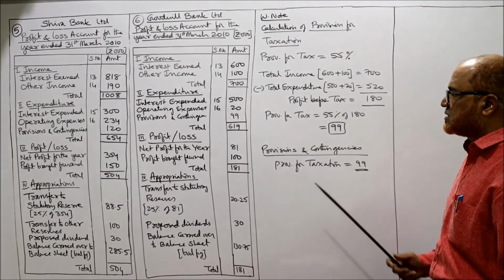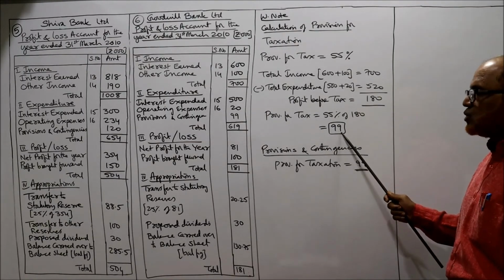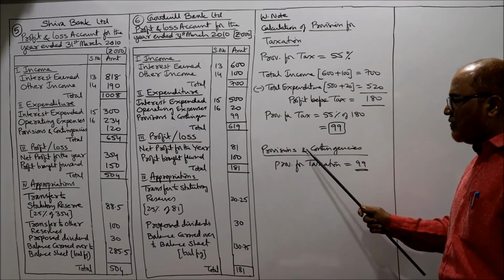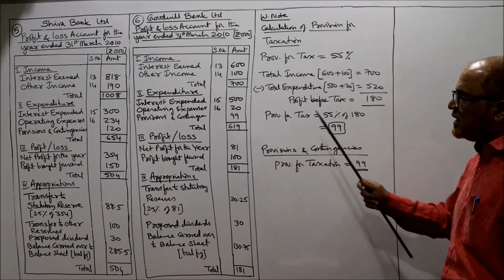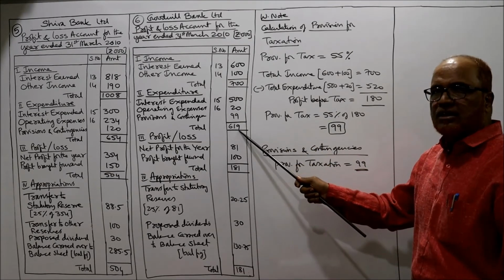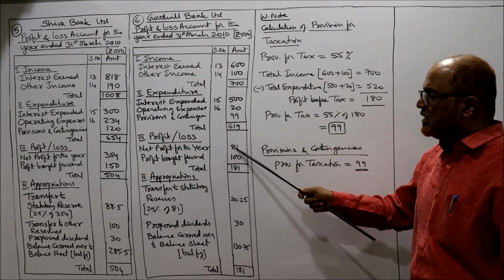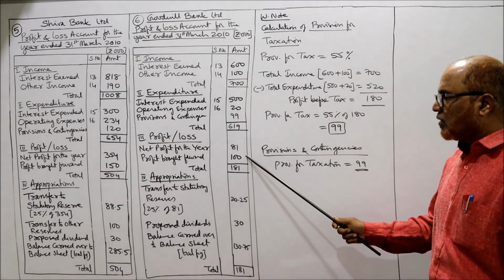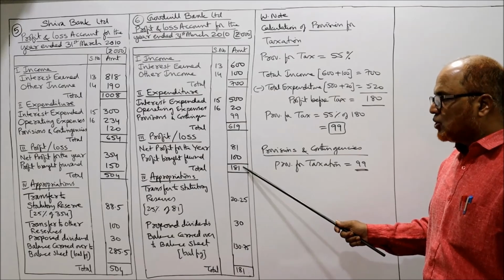Before provision for tax. The provision for tax is 55% of 180. It comes to 99. So we got the provision for tax 99. The provisions and contingencies. Provision for taxation 99. Take this 99 here. Total of the expenditure 619. The income minus expenditure, 700 minus 619. You are getting 81 as the current year's profit. Profit brought forward 100. Total is 181. 181 is the total of the profit.